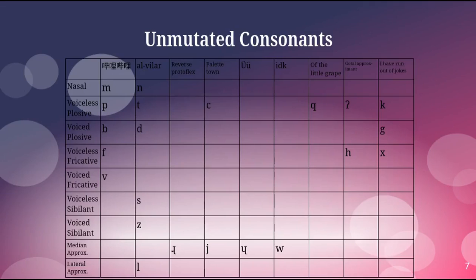The unmutated consonants are thus: ma, na, pa, ta, kya, ka, a, ka, ba, da, ga, fa, ha, cha, va, sa, za, ra, ya, wa, la.